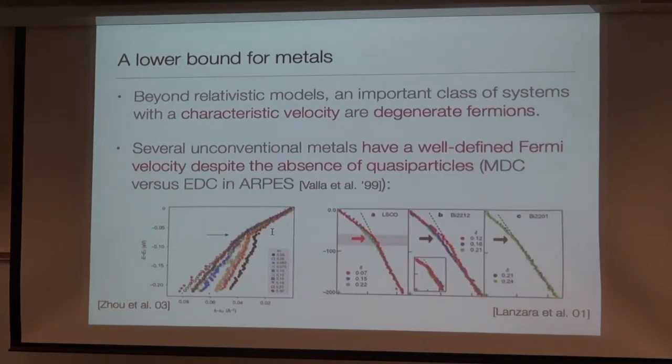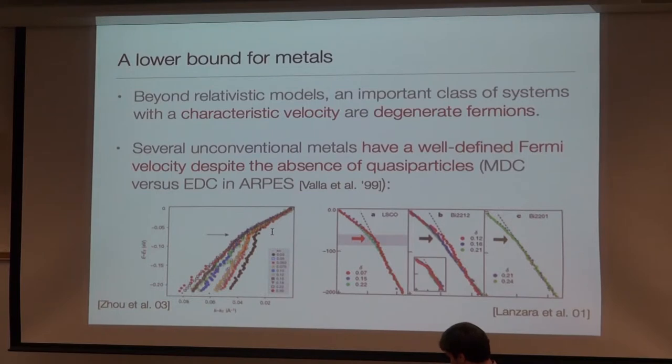Now you might say, and you should say, in a non-quasi-particle metal, what do I mean by v_F? Because there are no quasi-particles, what's the Fermi velocity? Beyond relativistic models, an important class of systems with a characteristic velocity are degenerate fermions. And it's an experimental fact that I think is a bit mysterious that unconventional metals such as cuprates, despite the fact that they probably don't have quasi-particles, do have a Fermi velocity that you can measure. This comes from, for example, angle-resolved photoemission spectroscopy, where you're looking at the Green's function for the electron. You measure the dispersion of the electrons as a function of omega and k.